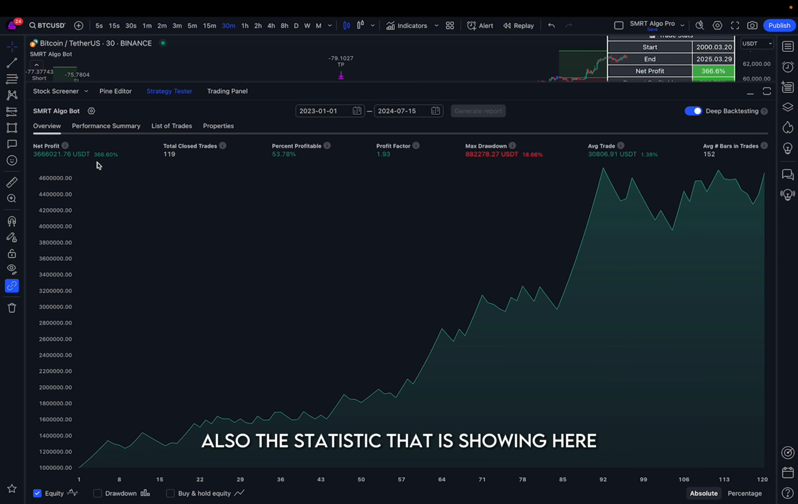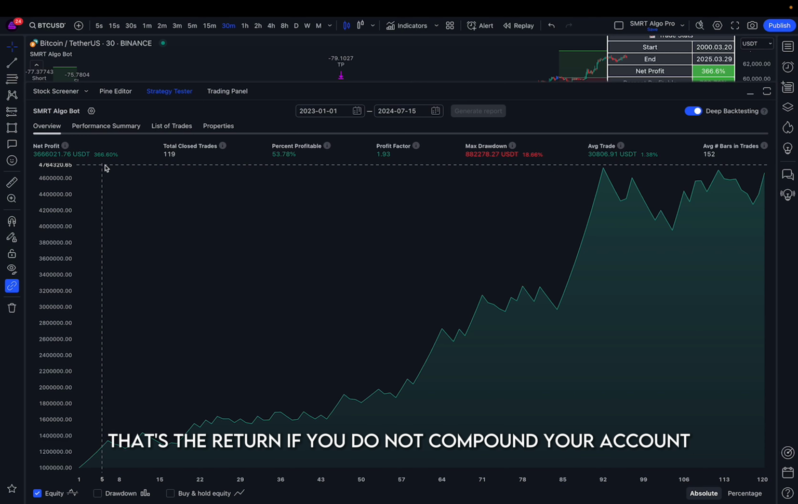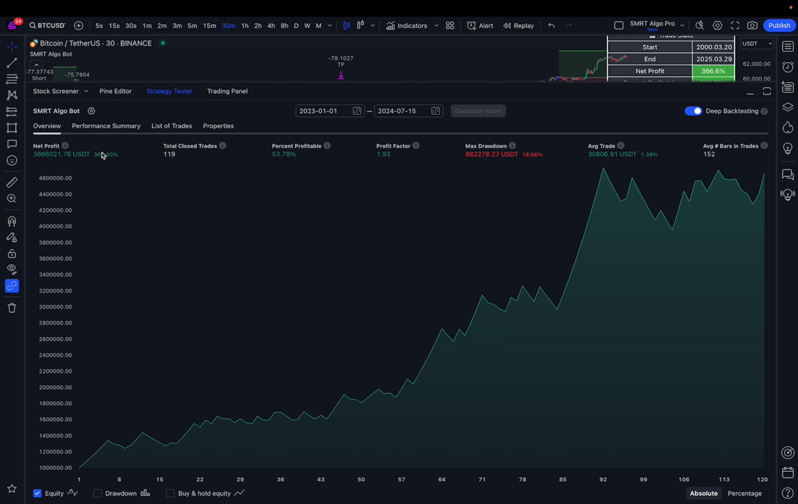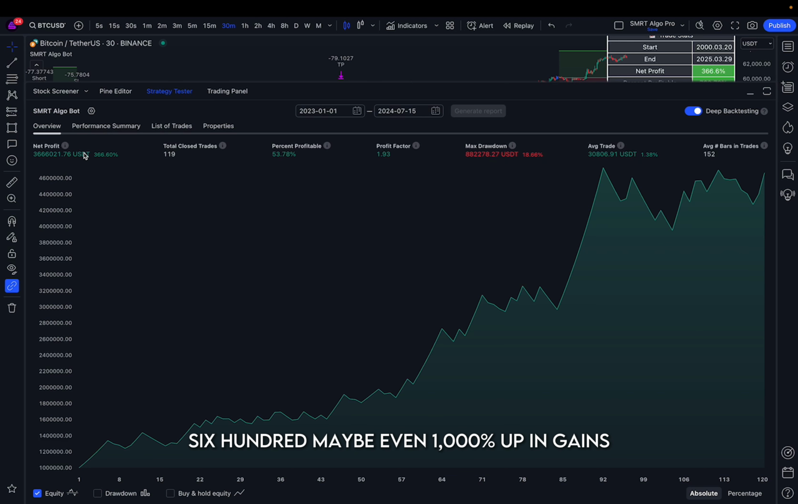Also, the statistic that is showing here, the 366.6%, that's the return if you do not compound your account, meaning that you trade the same lot size or the same position size every single trade. If you were to, let's say, compound this, I think you would be around at least 5, 6, maybe even 1,000% up. Again, it's just off the top of my head, I'm not really sure.